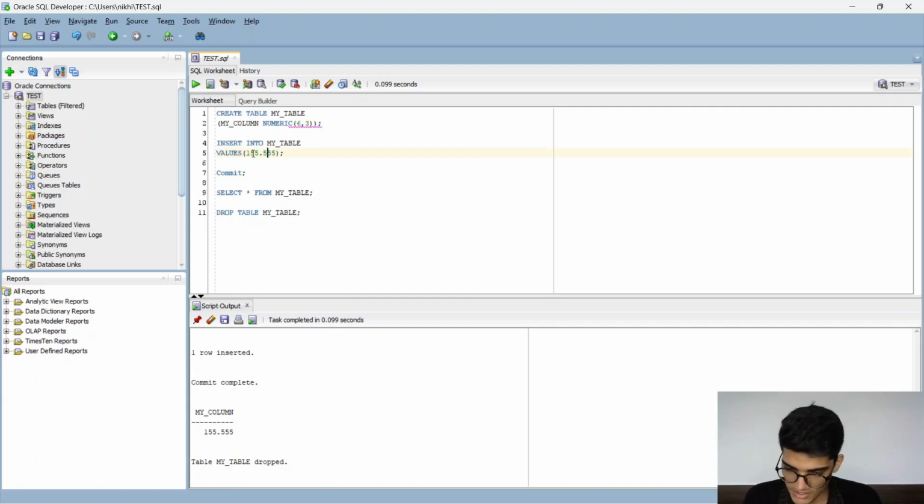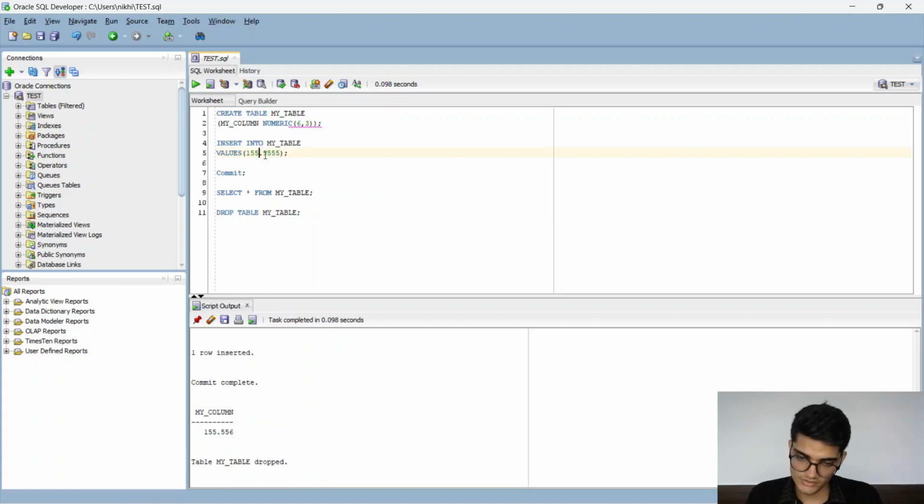Now I want to store 155.4 times 5. So our scale here is 4, but we have declared only 3. So this is a greater scale. Now you know what would happen. I just told you. So let's run the script and see. We got 155.556. It rounded off the value.